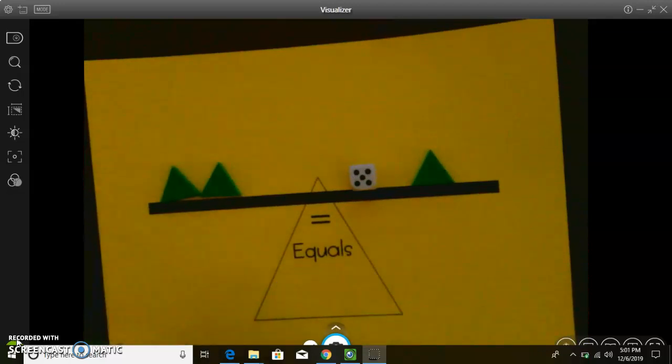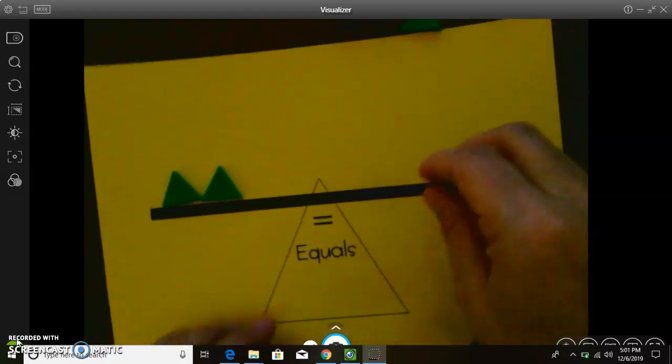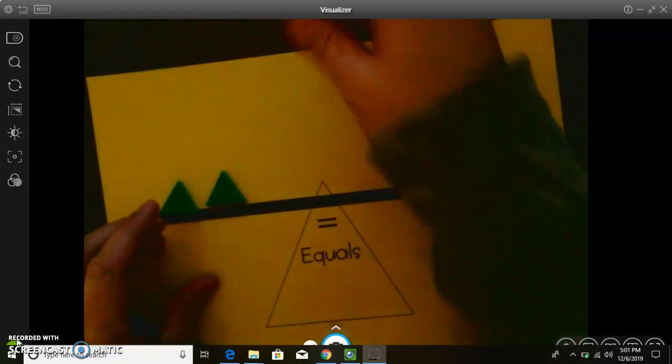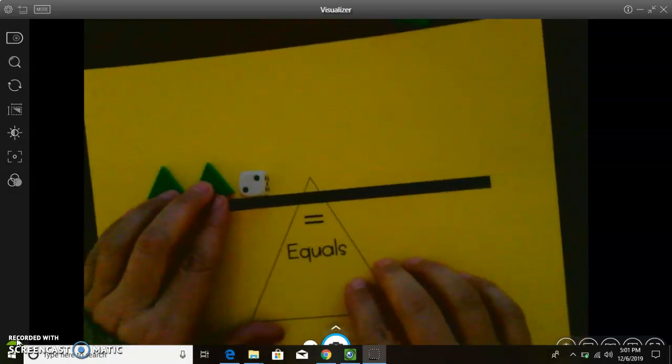Okay, and this time we're going to get a little bit harder, where we're putting our variables and our numbers on both sides. So let's start out with 2 variables, or unknowns, on this side.